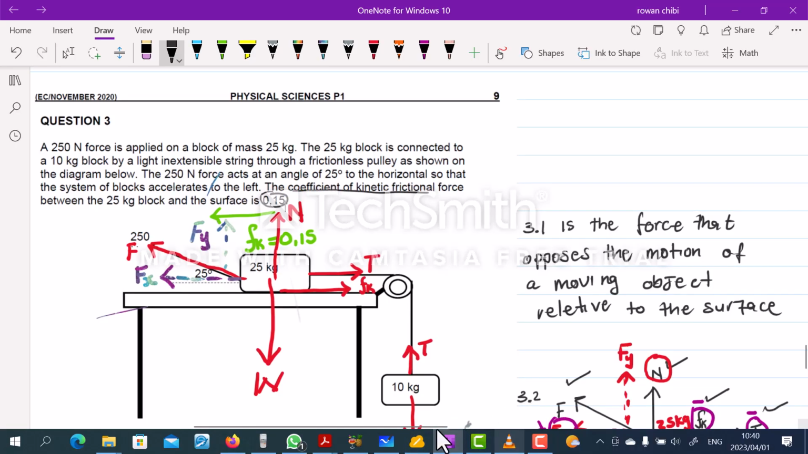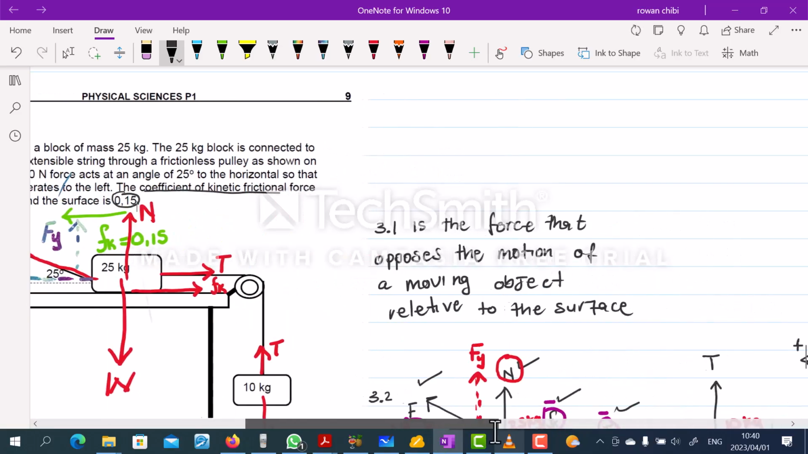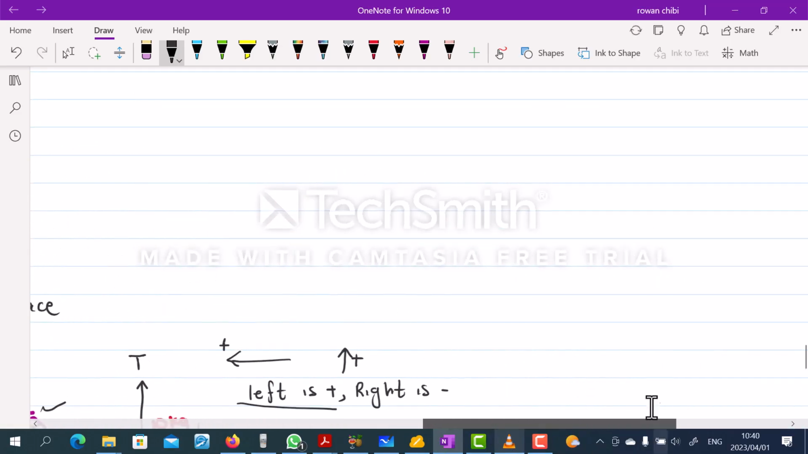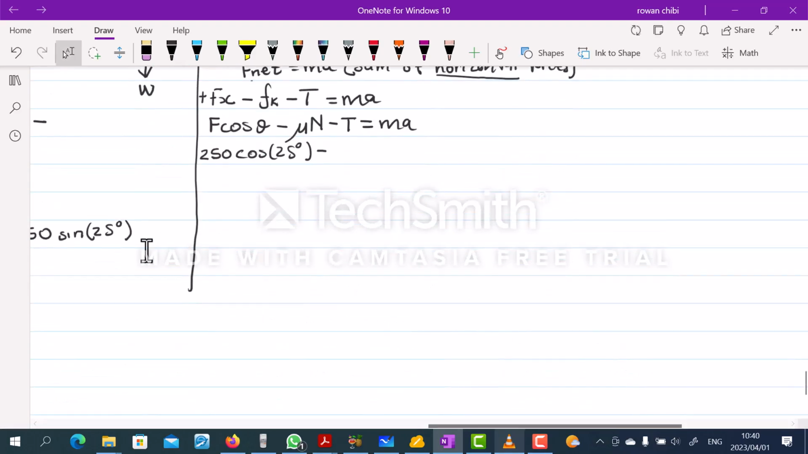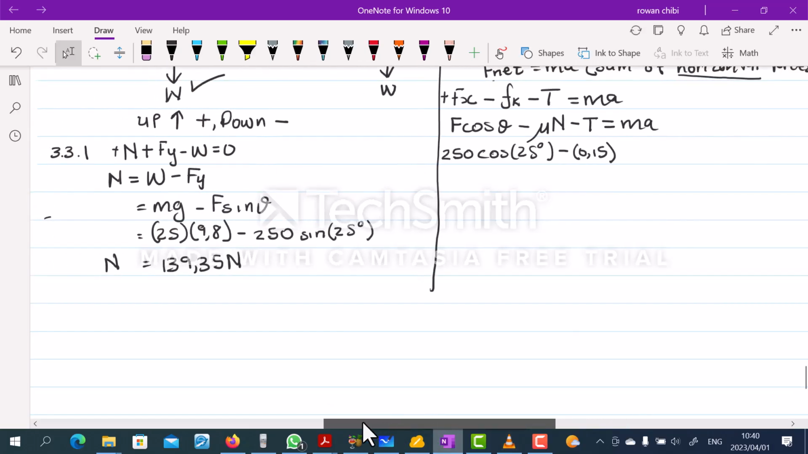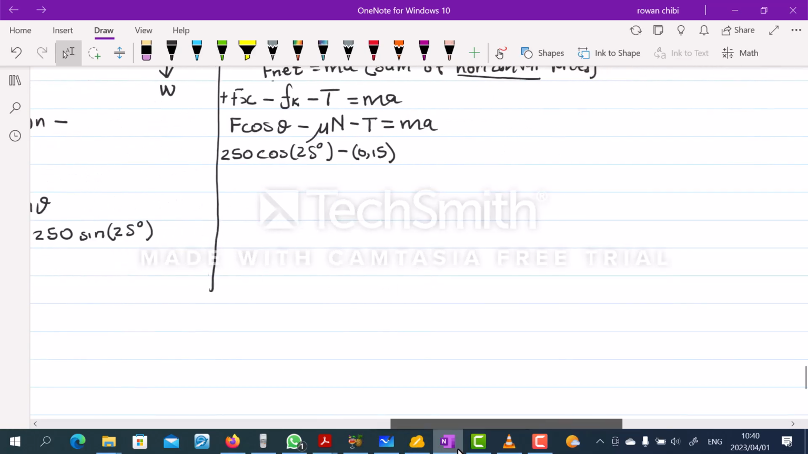So we know that one, so we're going to substitute it there for our kinetic coefficient. So we substitute this one as 0.15 multiplied by the normal force. We have already calculated the normal force for the 25 kg block. We found it to be 139.35.